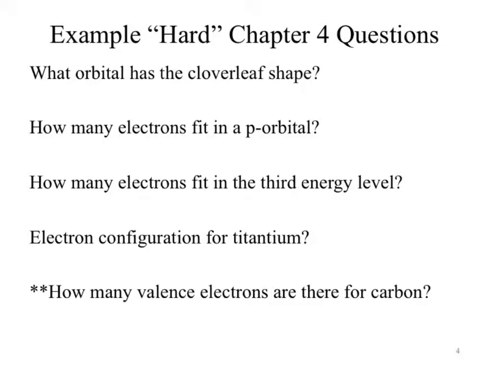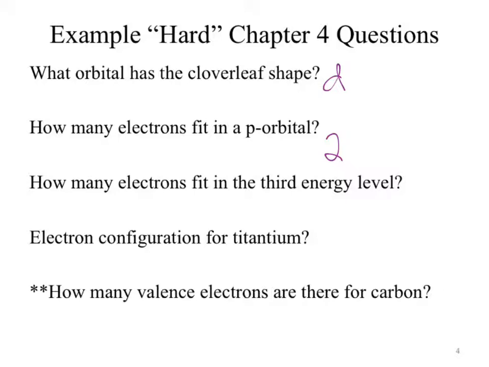So, some hard chapter 4 questions. What orbital has the cloverleaf shape? What is the S shape? It's three-dimensional. Sphere. Okay. And our p orbital has the dumbbell shape. So the cloverleaf shape, D. We don't have to worry about F, so we don't have to worry what those look like. Okay. How many electrons fit in a p orbital? Kind of a tricky question. There's our 2, because we're referring to a single p orbital.